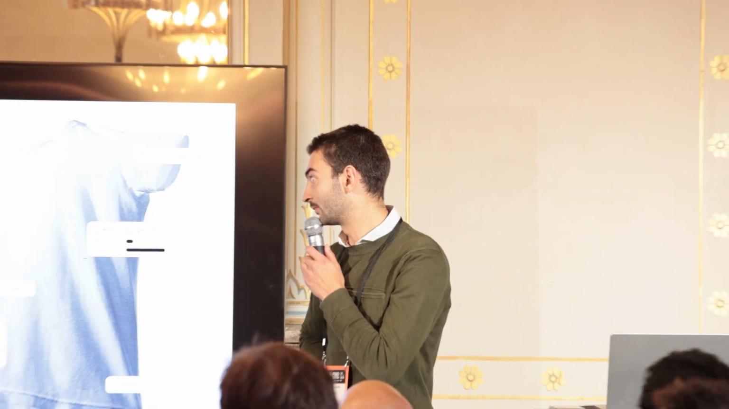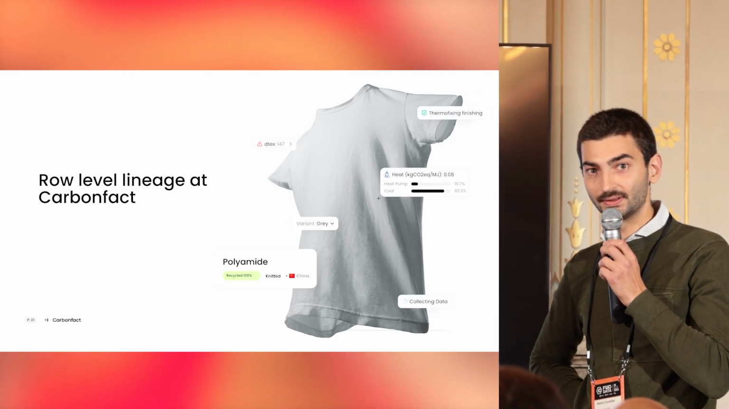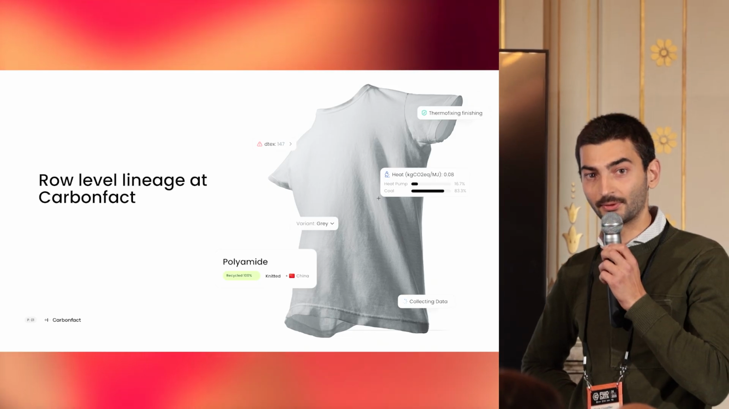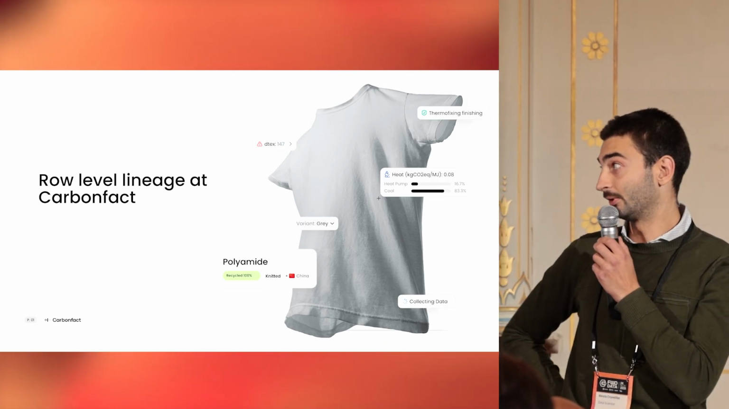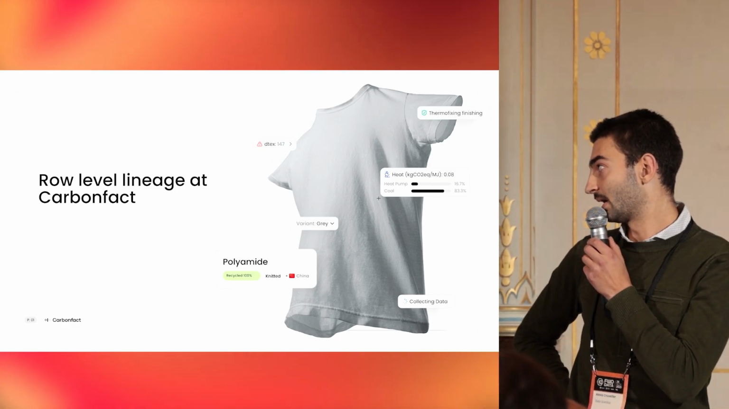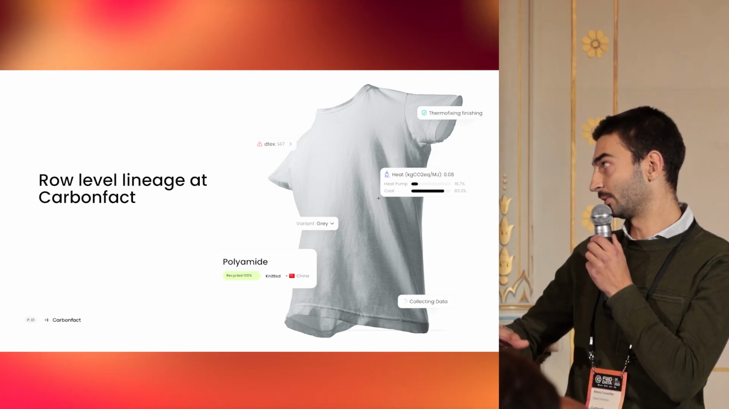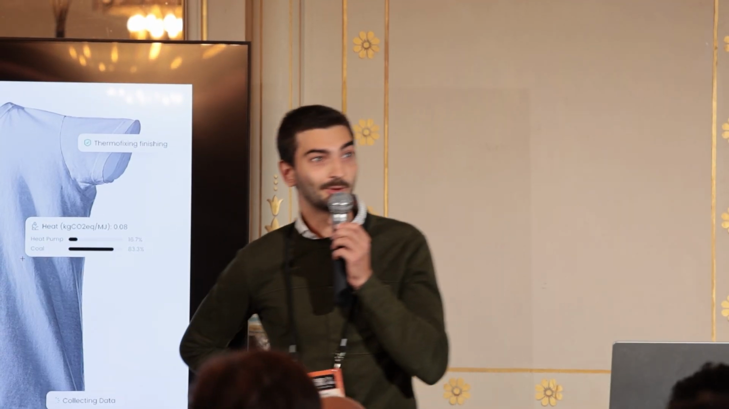Yeah, we're going to introduce the row-level data lineage at Carbonfact. In a few words, Carbonfact is a SaaS platform where we measure and reduce product carbon footprint. So we mostly work with footwear and apparel brands. Overall, we calculate lifecycle analysis for shoes, bags, t-shirts.